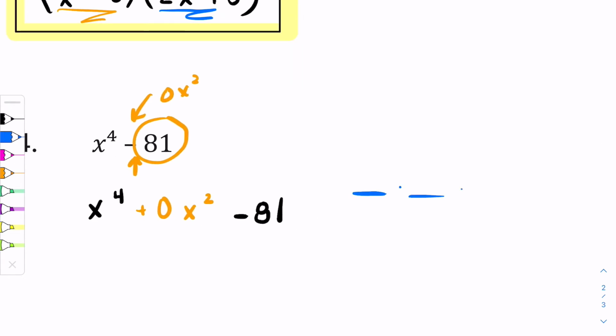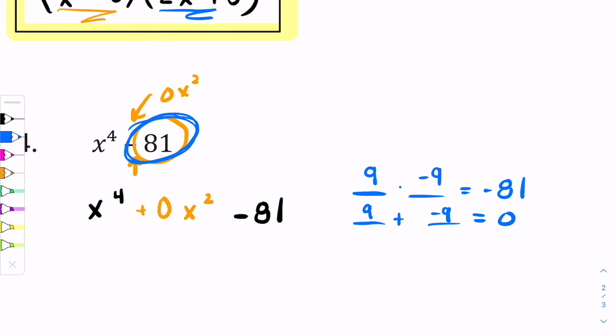So now I need to know the two factors that multiply to equal negative 81 and the same two factors that add to equal 0. You're going to have positive 9 and negative 9. So again, when this happens, when you have a perfect square, you're going to be able to factor this multiple times. I can rewrite my expression as x to the fourth plus 9x squared minus 9x squared. These add to 0, minus 81.